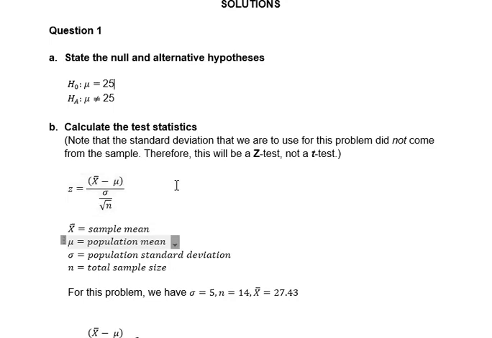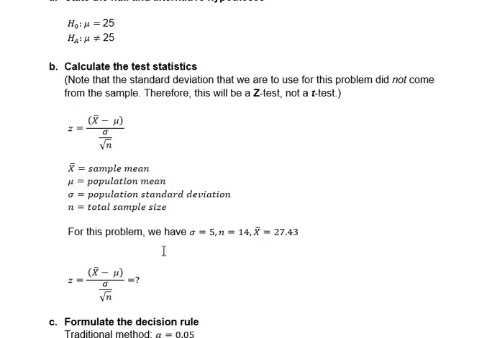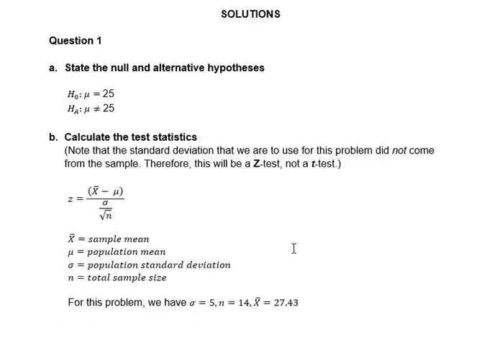Z is equal to the sample mean minus the population mean, divided by the population standard deviation over the square root of the total sample size. For this problem, from the question we can find the value of each of these. The standard deviation is equal to 5. The total sample size is 14, and the sample mean is 27.43.